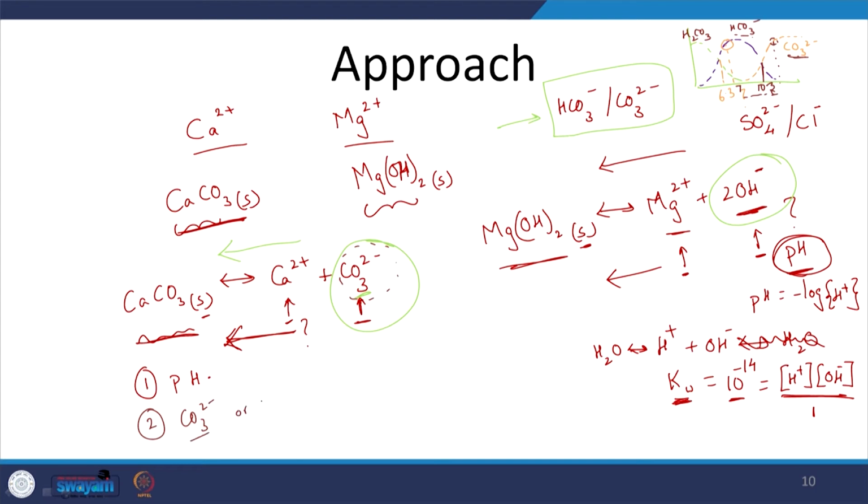or if there is already enough HCO3 minus, then increase the pH such that the ratio of CO3 2 minus to HCO3 minus increases, right? So this is the approach, one for magnesium, one for calcium. But again, what are the key aspects here? We need OH minus, which is typically present in water, and we will also need CO3 2 minus. So what are the different ways you can raise the pH and such? We will look at that later.